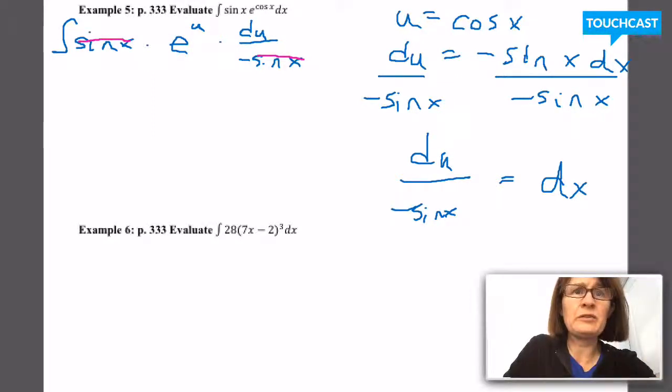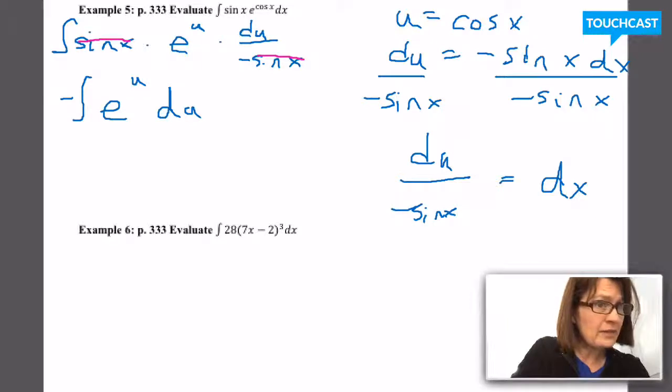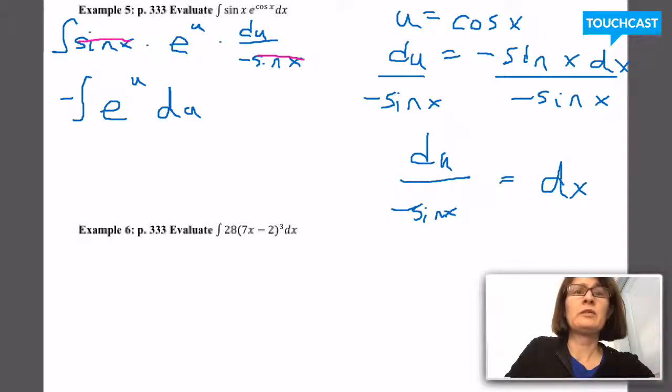So here's my new integral. The negative, I'm just going to factor out to the front. This is the opposite of the integral of e to the u du. Can I evaluate that integral? I sure can. And does that integral have only one variable? Yes. So it's going to be the opposite of the antiderivative of e to the u with respect to u, which is e to the u.